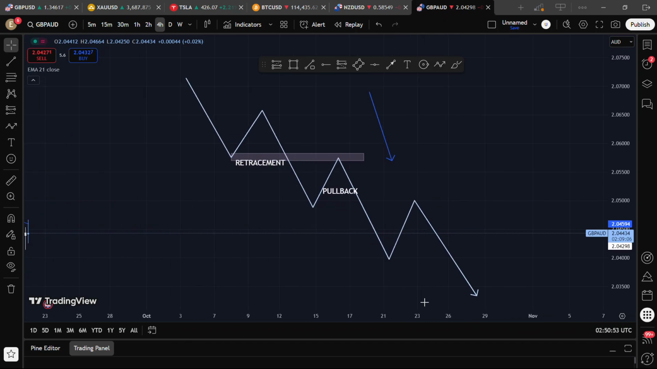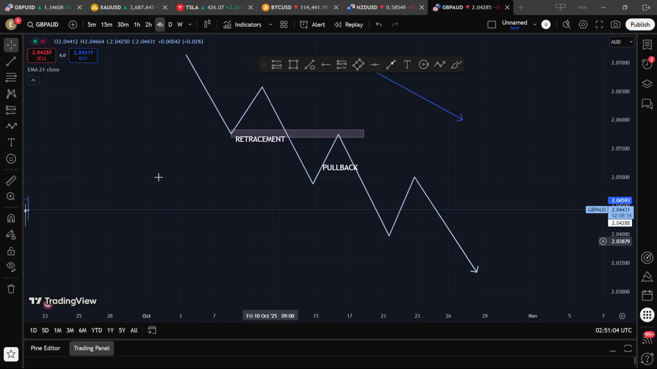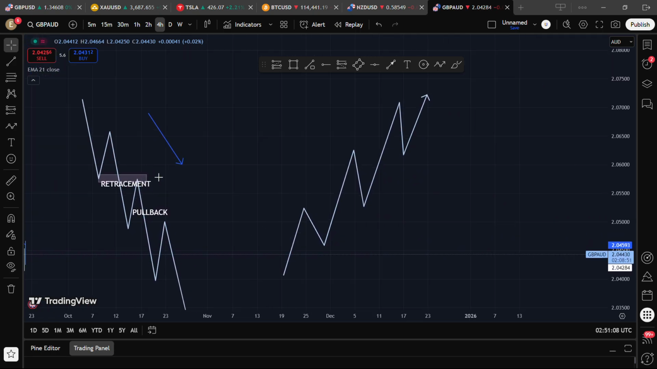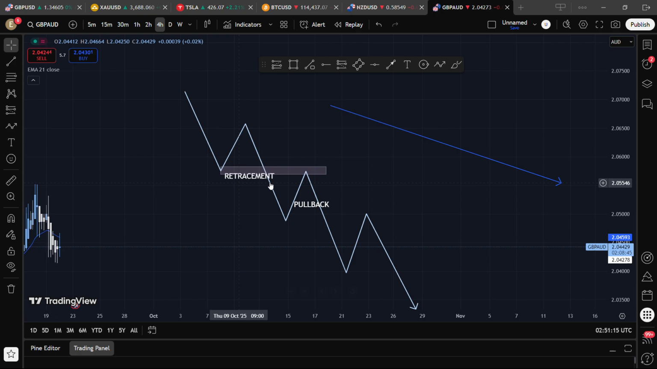So with the pullback and retracement, it is found in the trending market. A trending market is a market that is having a direction. It's moving in one direction. You see this one is moving in one direction, and this one too is moving in one direction. It's going up. Let's try to do them. So the pullback and retracement, this system has a retracement.